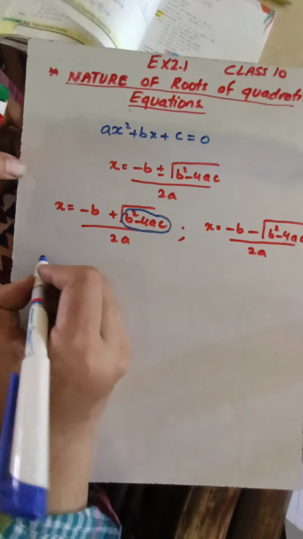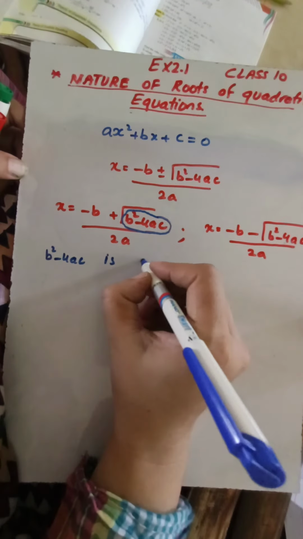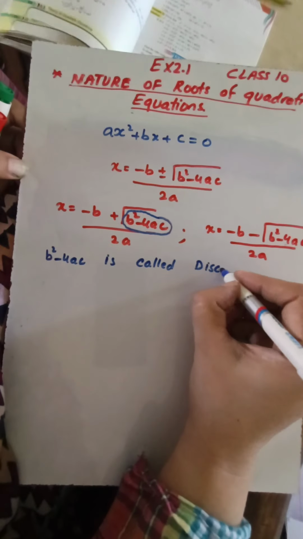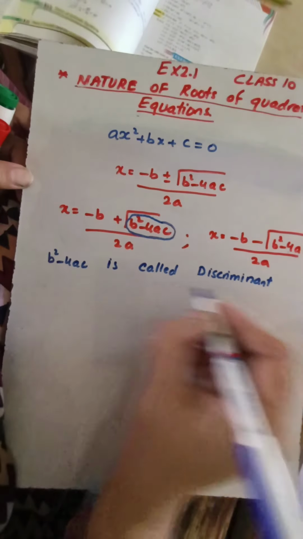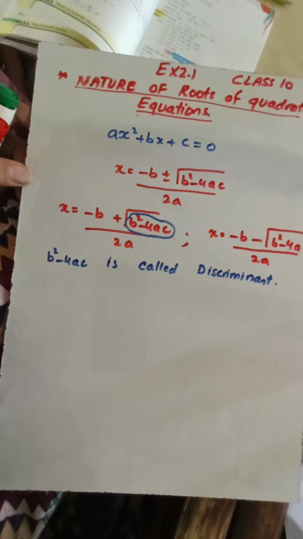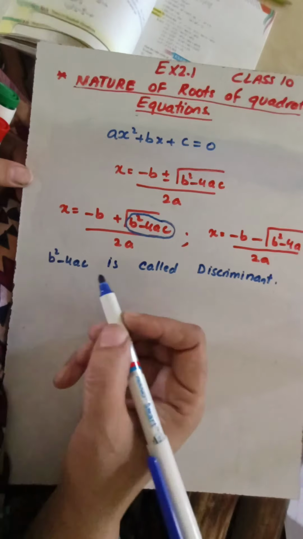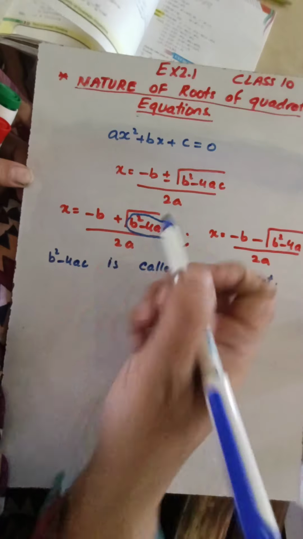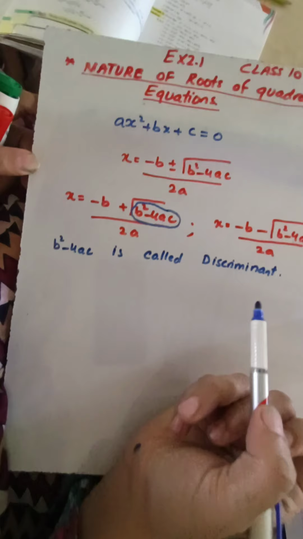This factor b² - 4ac is called the discriminant. The name which we have given to it is the discriminant, because it discriminates between the roots of the quadratic equation. It tells us about the nature. Its value makes a difference, or it has an impact on the values of the roots of the quadratic equation. Therefore it is called discriminant.